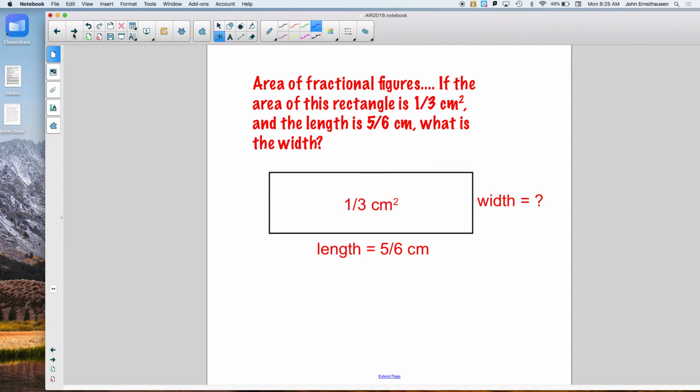Okay, let's try a hard one. If the area of this rectangle is a third, and the length is 5/6, what would the width be? We have done one of these, but not as many as I would have liked. So I want to give you a hint here. Length times width equals area. I know my length is 5/6. I know my area is 1/3. I gotta find W.